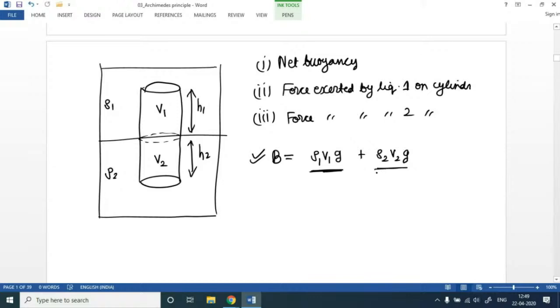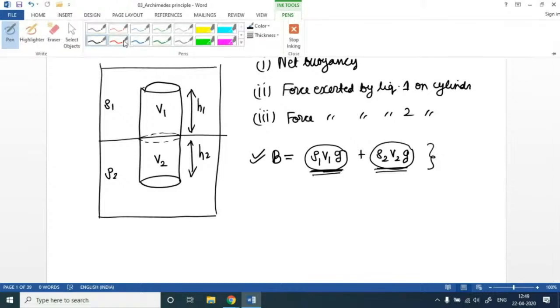So that is the confusion people generally have. Although the net buoyancy is this quantity over here, and it is made up of these two terms, which look like this is due to liquid 1 and this is due to liquid 2, these terms are not exactly the forces due to liquid 1 and liquid 2. So now let's look closely.